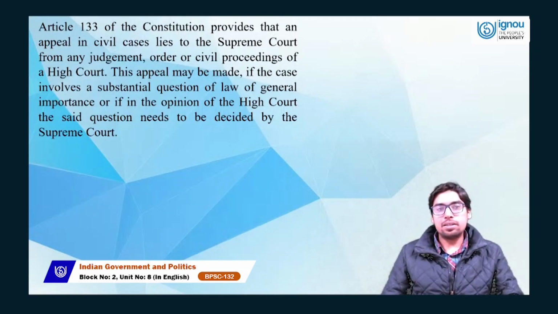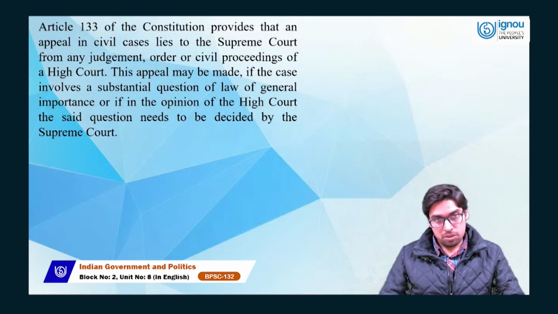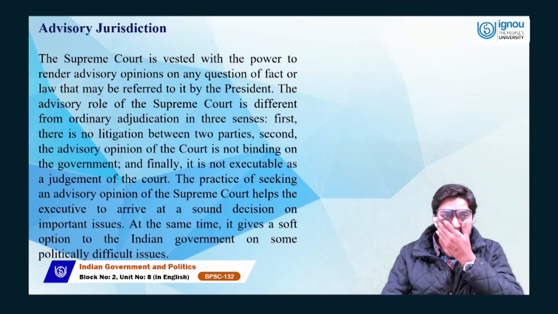Article 133 of the Constitution provides that an appeal in civil cases lies to the Supreme Court from any judgment, decree, or order in civil proceedings of a High Court. This appeal may be made if the case involves a substantial question of law of general importance, or it is in the opinion of the High Court that the said questions need to be decided by the Supreme Court.